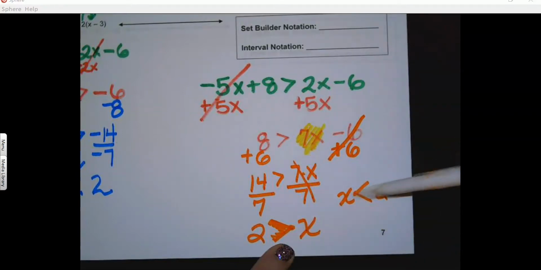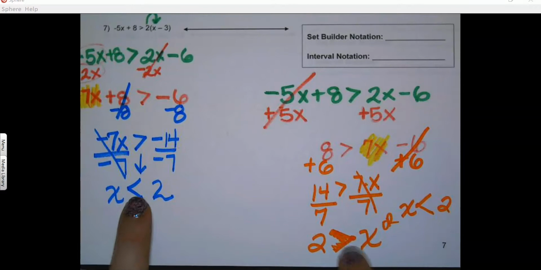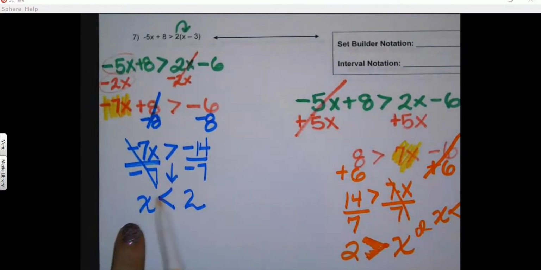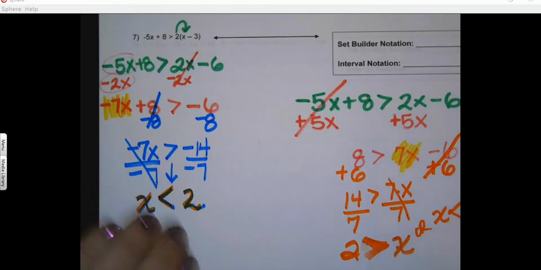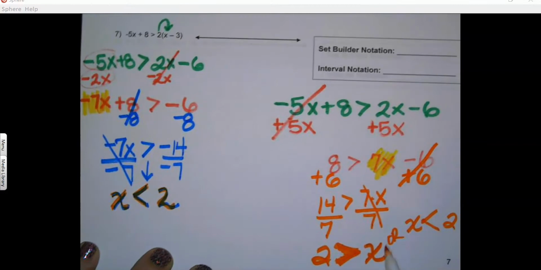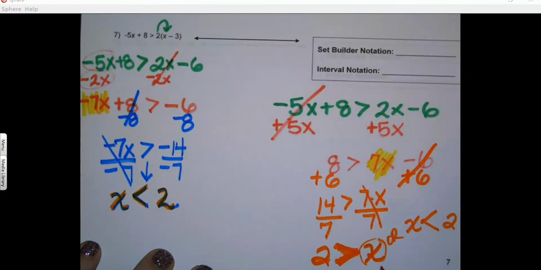Same thing here. These are the exact same answers, and as you could see, they match. This is saying all the numbers for x should be less than 2. This is saying x should be less than 2. So 2 is greater than all the other numbers for x. So these say the same thing. If you want to be less likely to make a mistake, always read it with the x first.